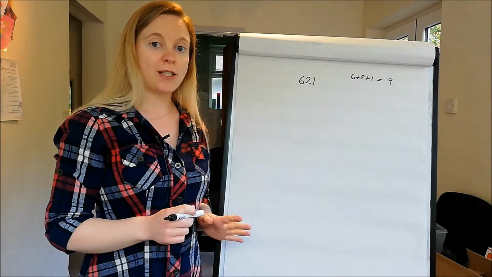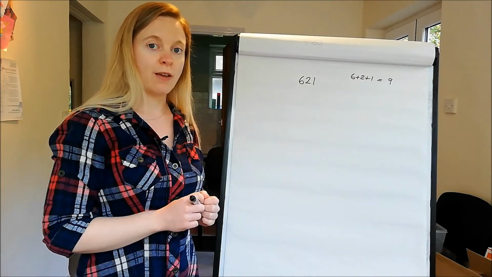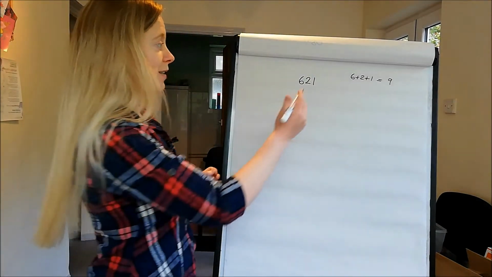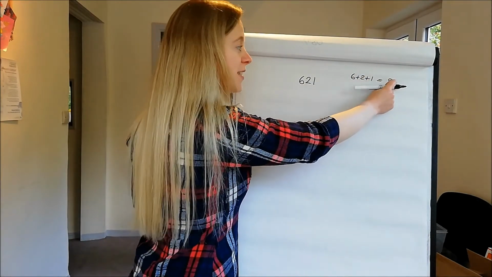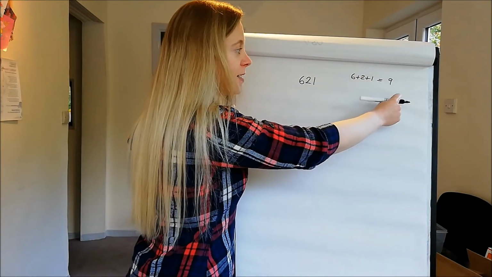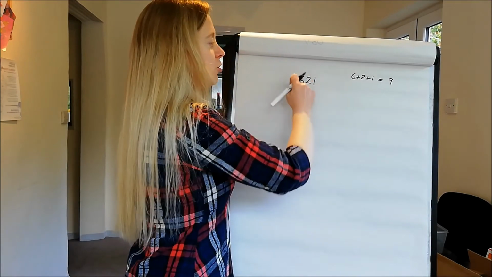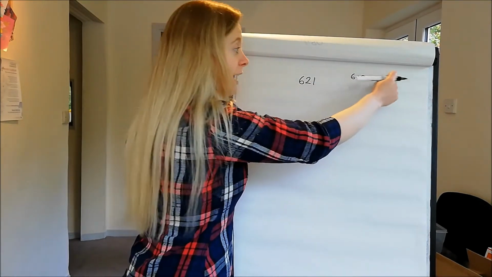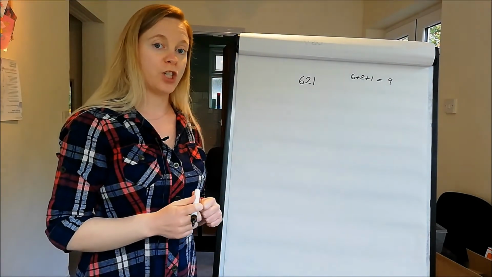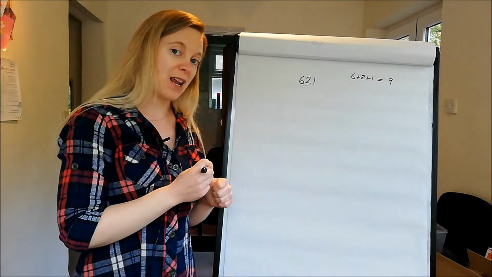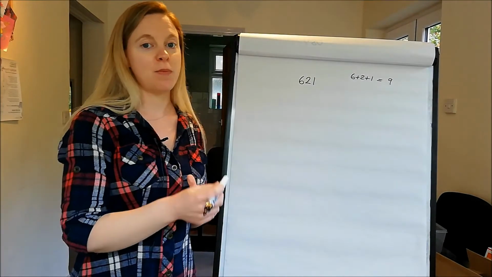And that same digits test can also be used to check if a number divides by 9. So again, taking the number 621, 6 plus 2 plus 1 equals 9, and 9 divides by 9. So not only does 621 divide by 3, it also divides by 9. So the digits test works for checking for divisibility by 3 and for checking for divisibility by 9.